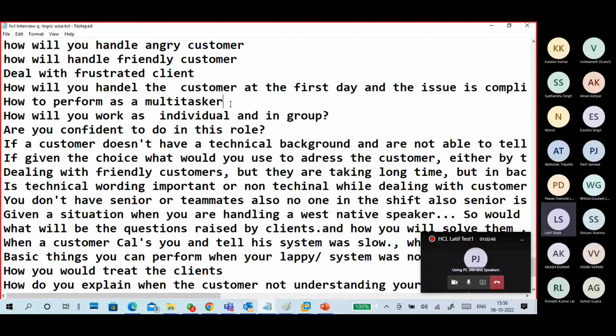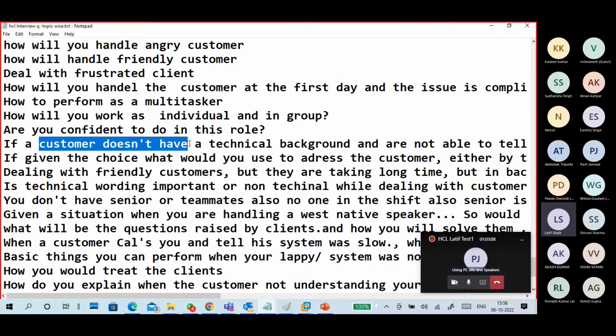You have to handle the customer, which means you have to attend the call. You have to open monitoring parallelly or log into the remote server. Multiple things are there. How will you work individually and in a group? Are you confident to do this role?